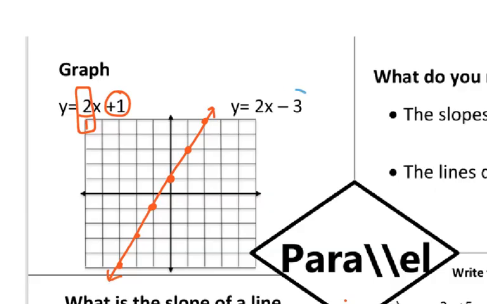My second line also has a y-intercept, but this one the y-intercept is at -3. And this one has a slope. The slope is in front of the x. It's a 2. 2 is the same as 2 over 1. So I go up 2, right 1, up 2, right 1, up 2, right 1, up 2, right 1.